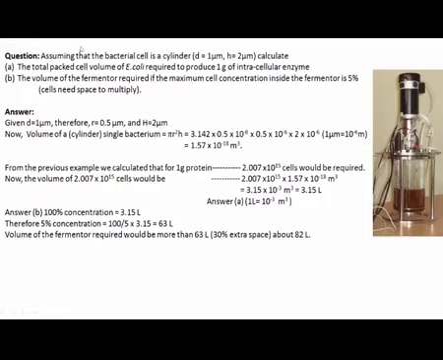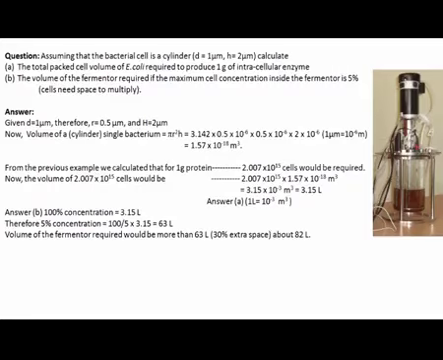As I said, here we are assuming that the bacterial cell is a cylinder. So, what is the volume of a cylinder? Volume of a cylinder is given by pi r square h. You put in those values, pi r square into h, and then you get 1.57 into 10 to the power minus 18 meter cube. So, that is the volume of one bacterial cell.